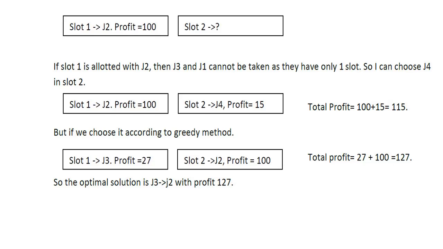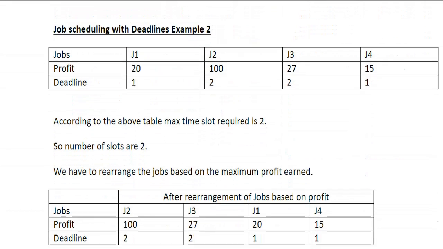So I will go with the next example. Here is a slight change in the same example. I have changed the deadlines. So here job 1 is assigned profit 20 and deadline 1, job 2 with profit 100 and deadline 2, job 3 with 27 and deadline 2, job 4 with 15 and deadline 1.